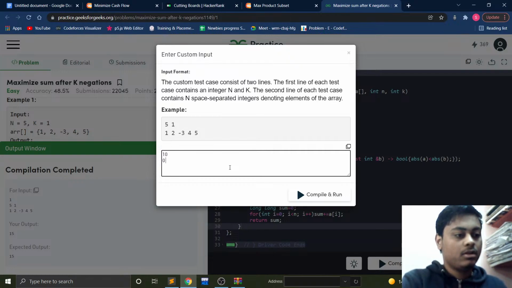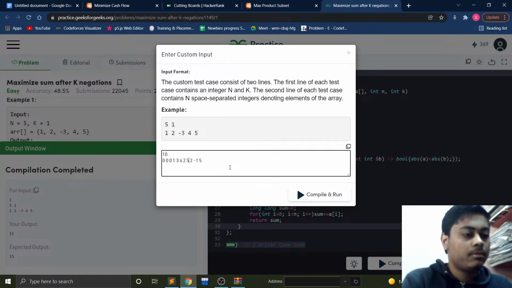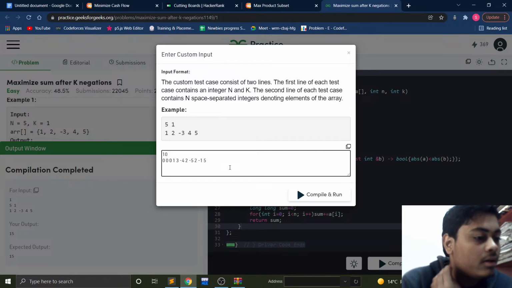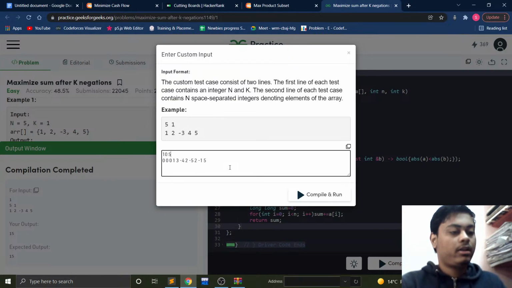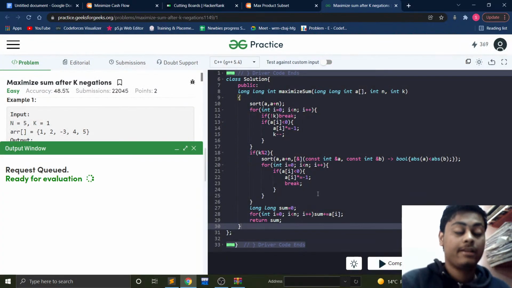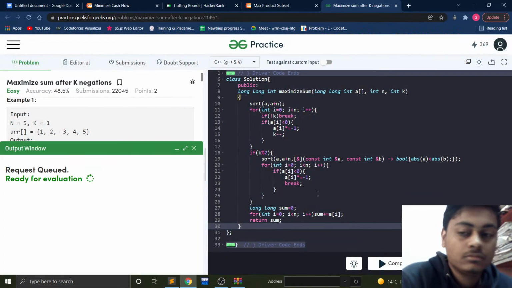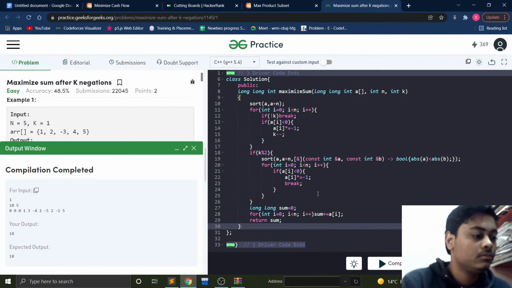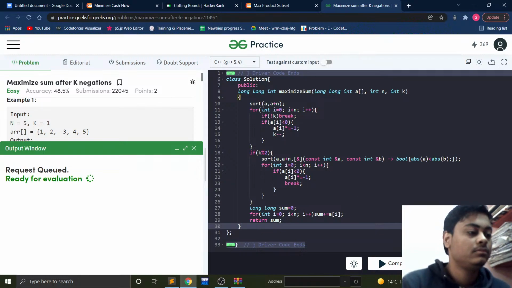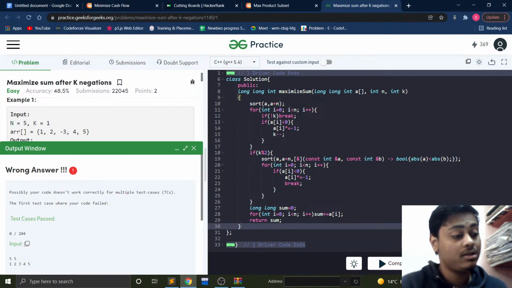I have a couple of zeros, 2, 3, 4, 5, 6, 7, 8, and then just spread some negatives here and there. Yep, let me give k as 5. I think it is correct to submit. 204 test cases, and it is a wrong answer on the 0th test case.